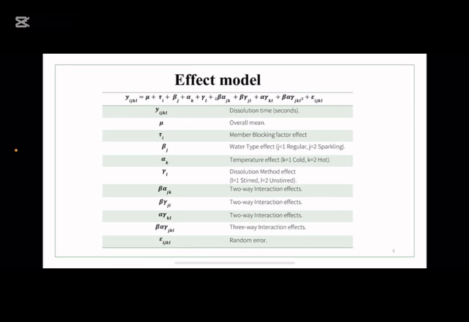Assalamu alaikum, my name is Anas Said and I will continue presenting the effect model. Our statistical model accounts for main effects, interactions, and blocking. Here, Y represents dissolution time, influenced by water type, beta, temperature, alpha, method of stirring, and their interactions. The model isolates variability from random error.